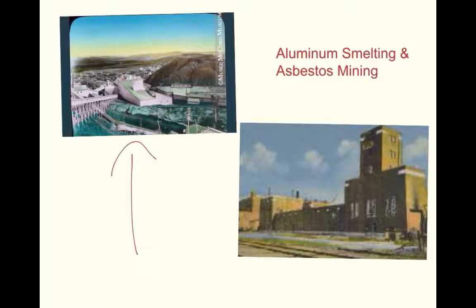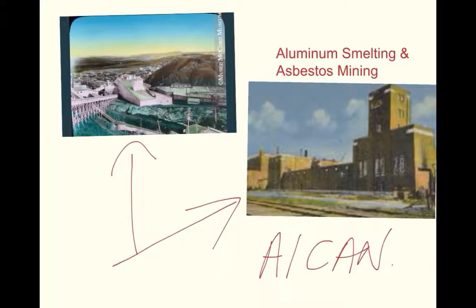Another industry that expanded during the second phase was aluminum, and this is an aluminum smelting plant. And due to the large availability of hydroelectricity, many aluminum smelters were established in Quebec. Aluminum was used for transport and building materials as well as electrical components. The Northern Aluminum Company established itself in Shawinigan in about 1902, which changed its name and is now known as Alcan.